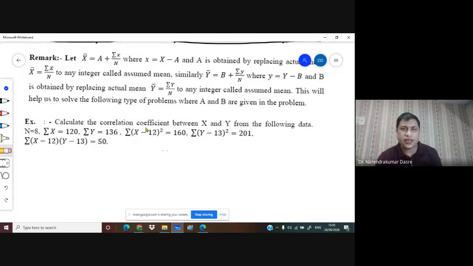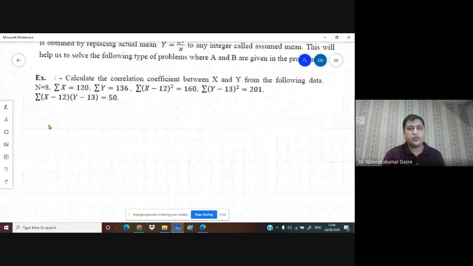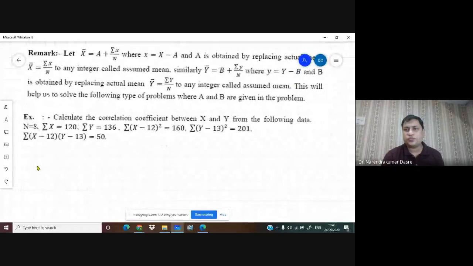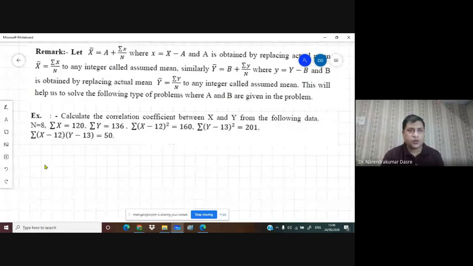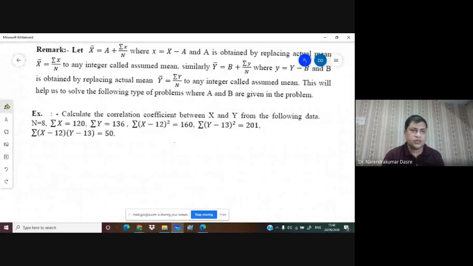Here you can see the summation of small x will not be 0 and summation of small y will not be 0, because here the actual mean is not used. Here the assumed mean is used, and that's why summation x will not be 0 in this case. If the actual mean is used, then only the sum is going to be 0. So let us try to solve this problem. We go with the solution.